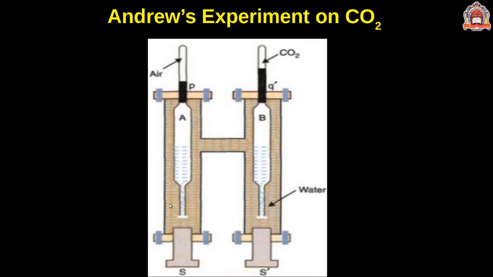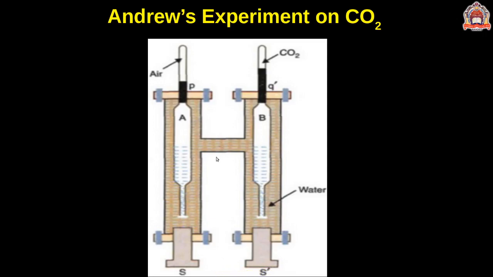A small pellet of mercury is drawn in both the tubes by alternately heating and cooling the tubes. Both the tubes are fixed in an H-shaped copper vessel. So this is the H-shaped copper vessel having the steel stoppers S and S dash.